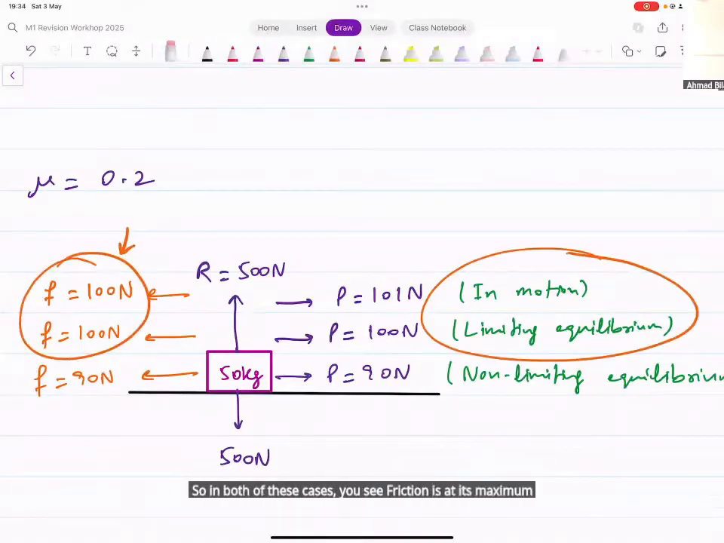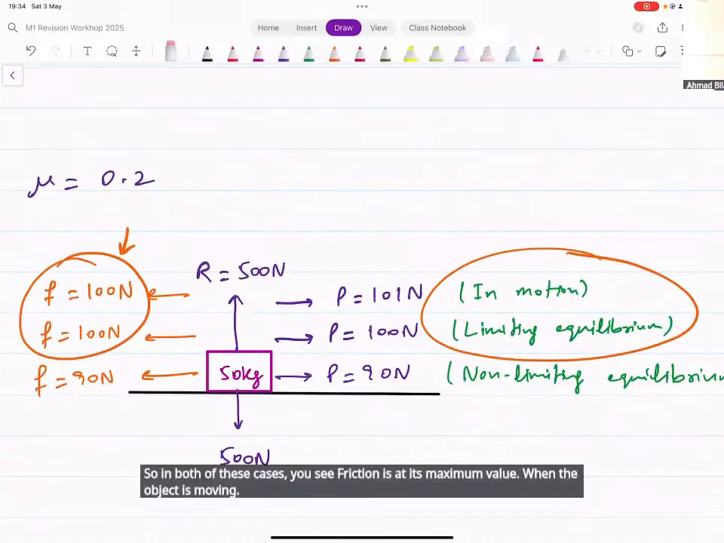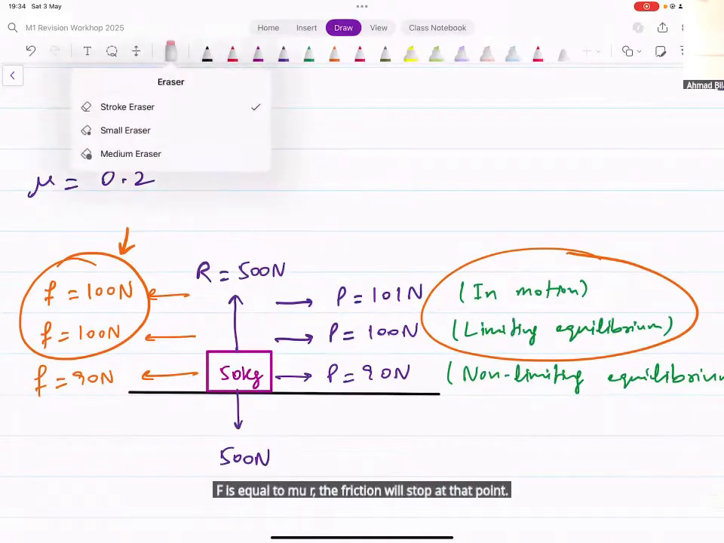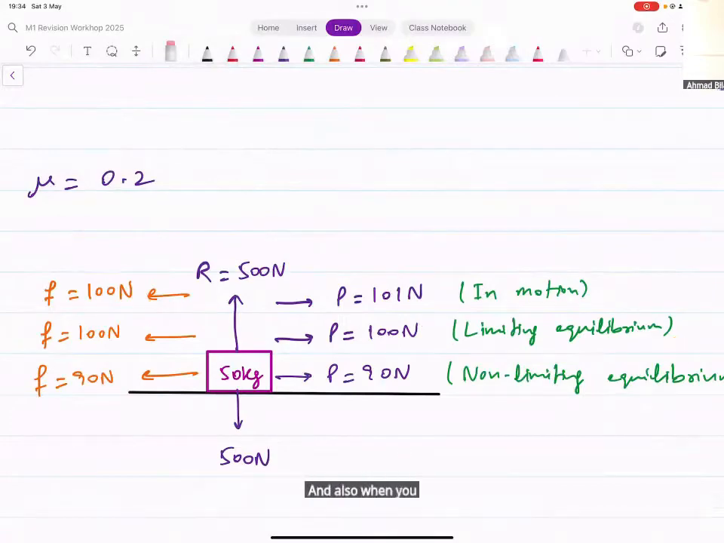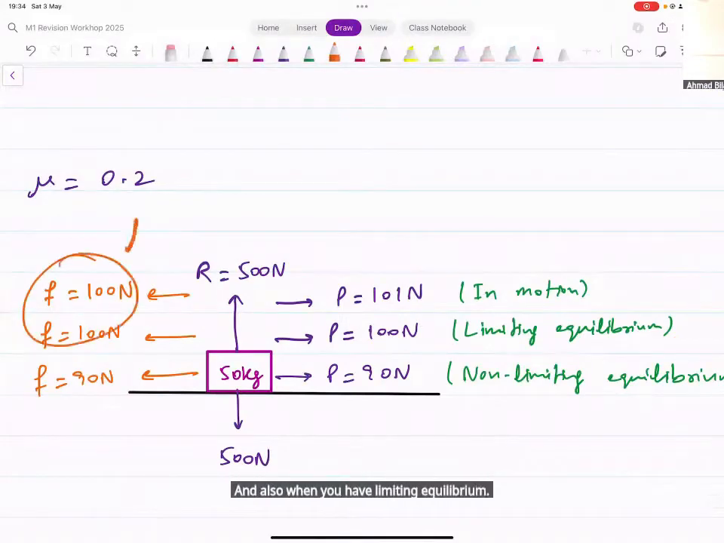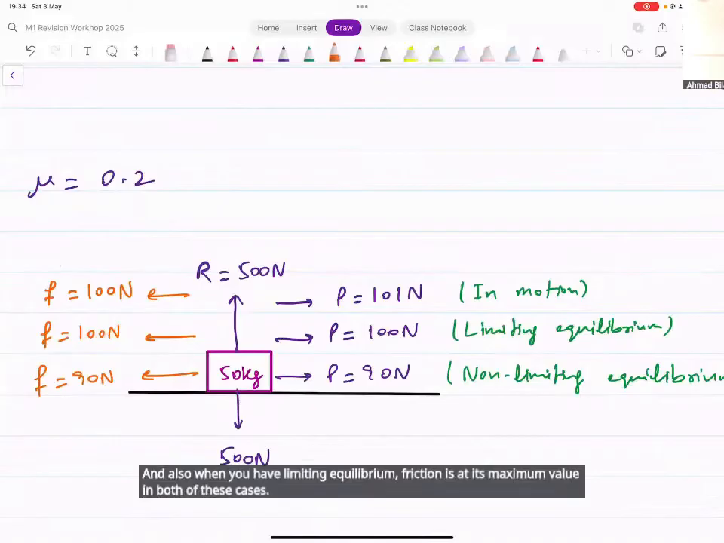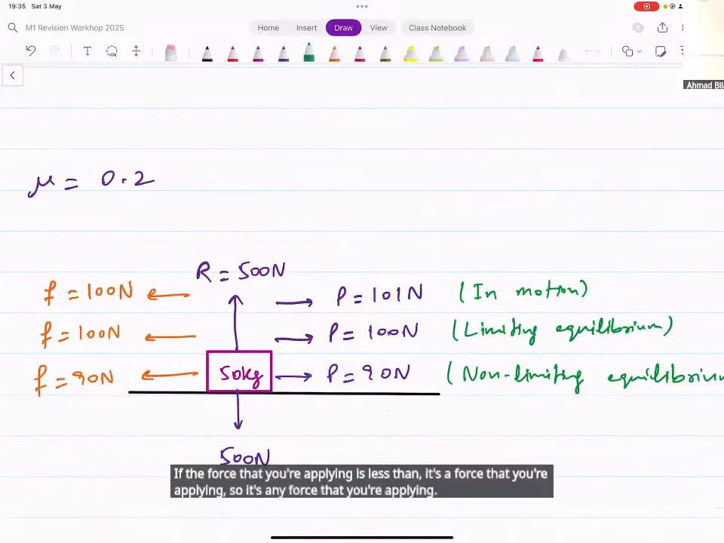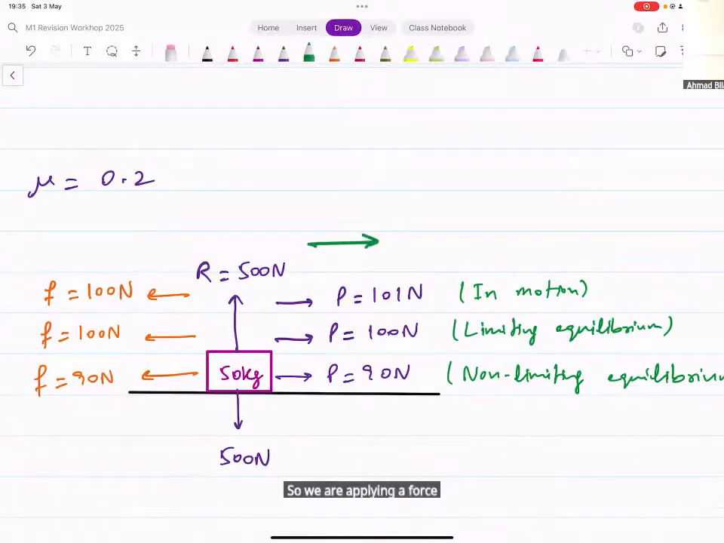When the object is moving, F is equal to mu R, the friction will stop at that point. And also when you have limiting equilibrium, friction is at its maximum value in both of these cases. Now, if the force that you're applying is less than that, it's any force that you're applying, right? So we're applying a force to the right side. We're calling that P. We could call that anything.